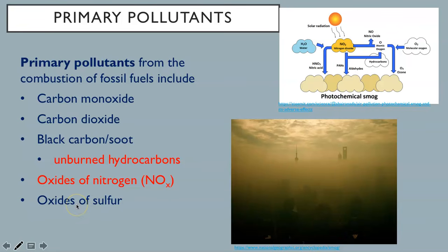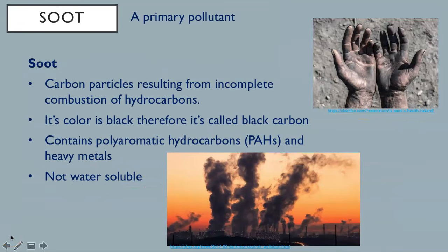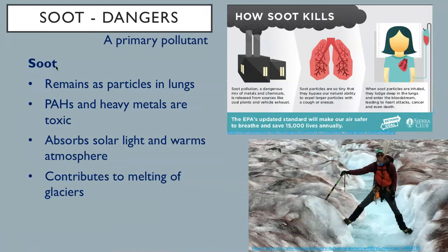Primary pollutants can also be in themselves dangerous before even creating these secondary pollutants. For example, let's just talk a moment about soot, a primary pollutant. Soot is carbon particles resulting from incomplete combustion of hydrocarbons. Its color is black, and therefore it's called black carbon in some circumstances. Soot contains polyaromatic hydrocarbons, or PAHs, and heavy metals. Note that soot is not water-soluble.